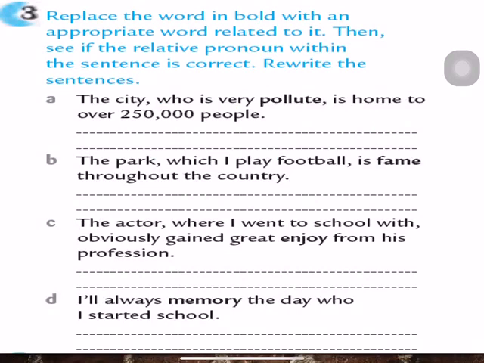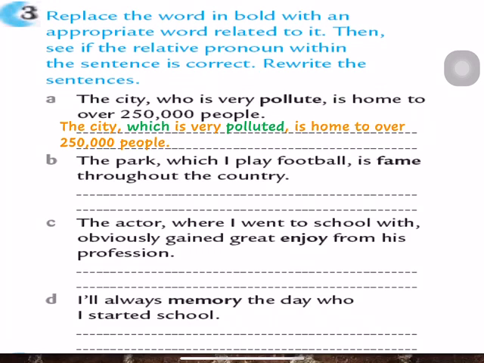So, the first one, the city who is very polluted is home to over 250,000 people. So, we are talking about the city. Can I use who for the city? Of course not. And the right answer is the city which is very polluted. Here we can't say pollute, it's polluted. It's an adjective.